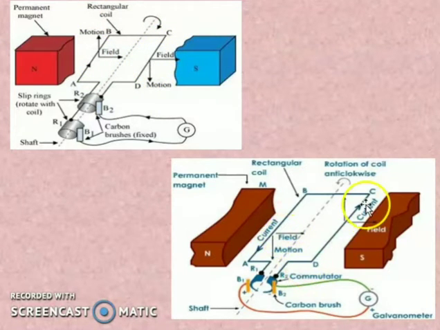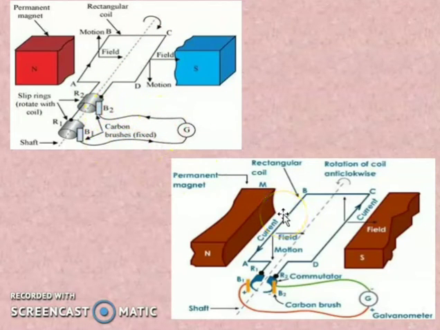CD moves in an upward direction and AB moves in a downward direction. At that time, the current flows from B1 to B2. Then AB moves in the upward direction again, and the current moves through CD, which moves downward. The current flows from B2 to B1.